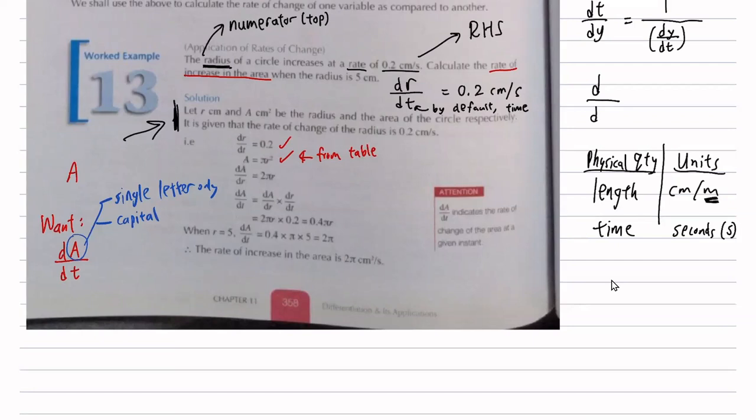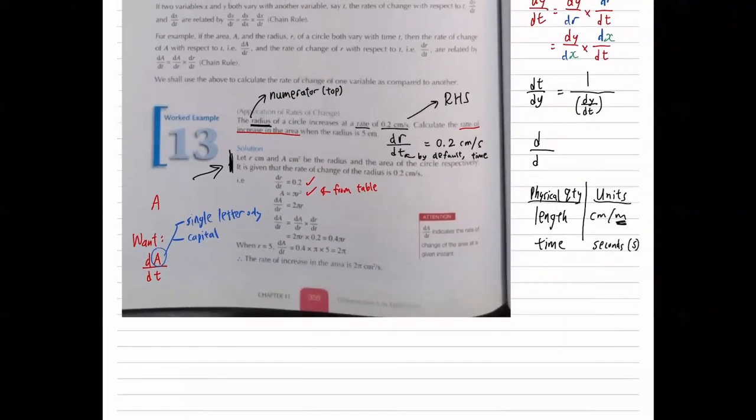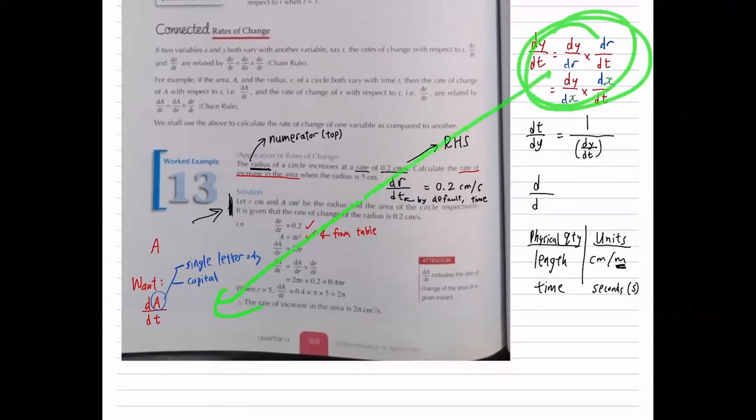Okay, so dA by dt. Then you realize the original equation is A equals pi r squared. Don't have t, don't have t. So what do we have to do? We need to do the funny trick. Remember the funny trick? So that's when you have to apply it.